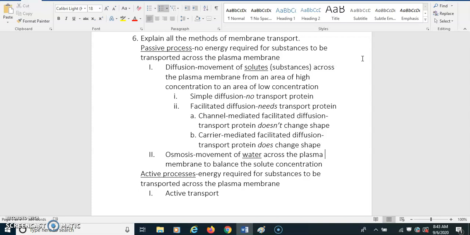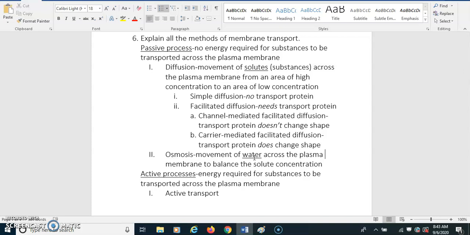So when we were talking about diffusion, we gave you some examples of how certain solutes will get across the plasma membrane. So we were just talking solely about the solutes. So the next type of passive process is osmosis. And in this process, we are talking about the movement of water only across the plasma membrane.